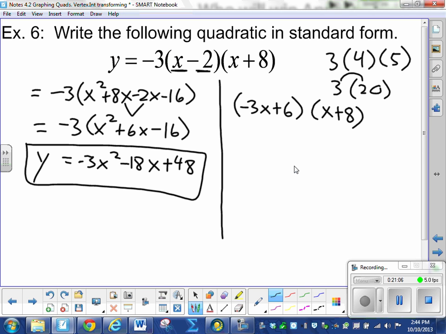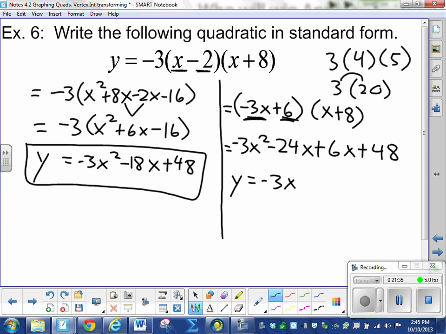So double distribution here, binomial times binomial. Negative 3x times x is a negative 3x squared. And negative 3x times 8 is a negative 24x. Okay, so I just did this distribution. Now I'm going to distribute the positive 6. 6 times x is a positive 6x. 6 times 8 is a 48. All right, so putting all that together, it'll be y equals negative 3x squared minus an 18x plus a 48. And yep, that matches the other side.